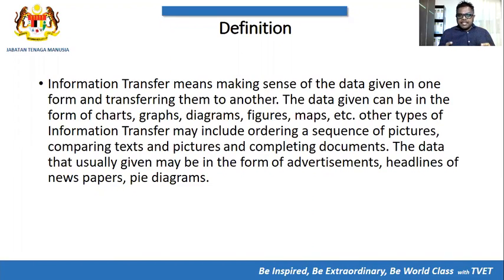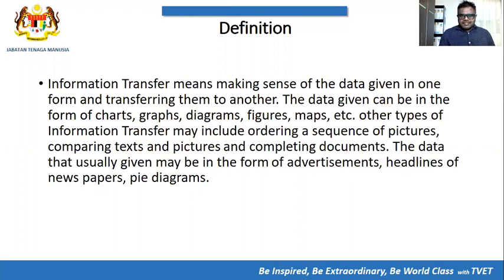Information transfer means making sense of the data given in one form and transferring them to another. The data given can be in the form of charts, graphs, diagrams, figures, maps, etc. Other types of information transfer may include ordering a sequence of pictures, comparing text and pictures, and completing documents. The data that is usually given may be in the form of advertisements, headlines of newspapers, and pie diagrams.